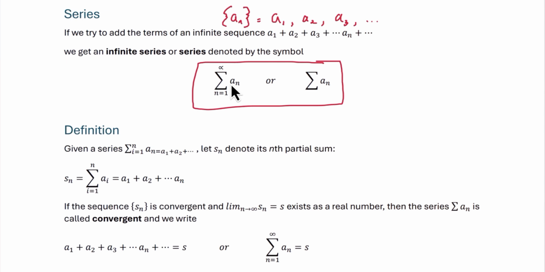This is the capital sigma. You may recall that from Riemann sums. It means we're adding things. We're adding the terms of a sequence from n equals 1 to infinity.